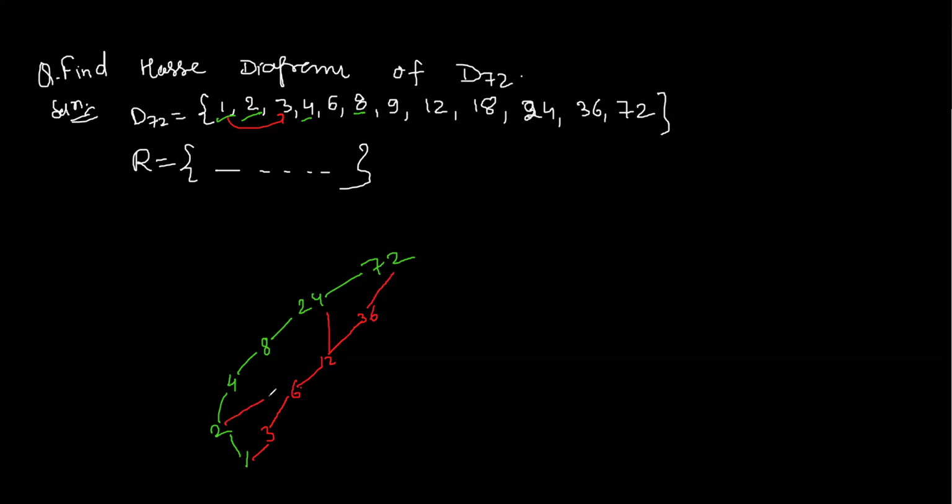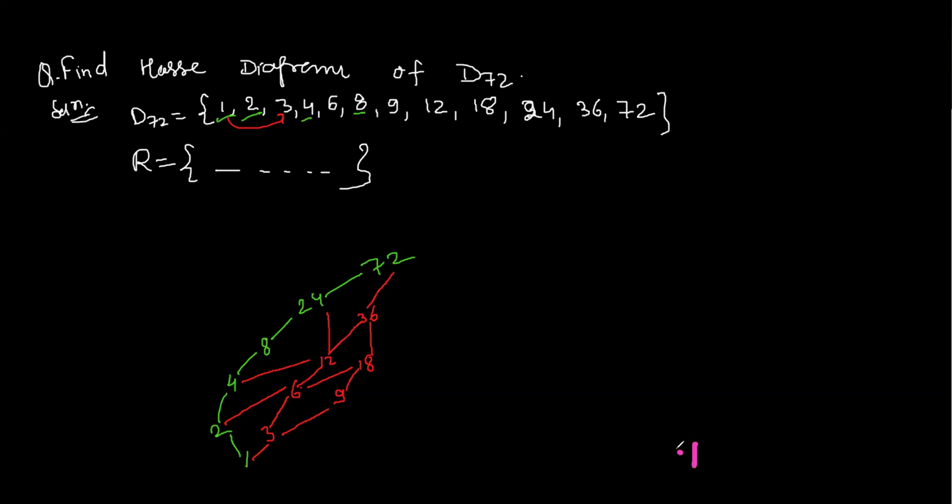Yes. That's why you can attach 2 divides 6. 4 divides 12, right? Now check 3 divides 9. 9 divides 18. 6 also divides 18. 18 divides 36. 36 divides 72. Now you can see all elements are done. So you can write properly how.